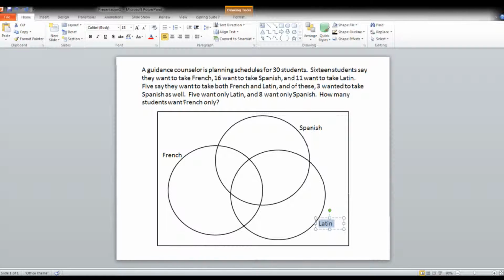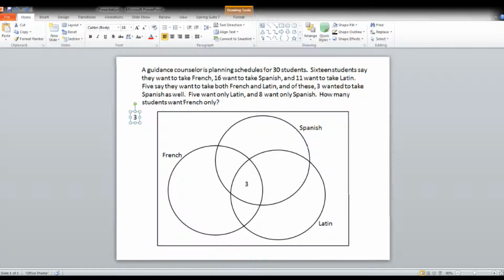Now, 5 students want to take both French and Latin, and of these, 3 want to take Spanish as well. So if you want to take French and Latin, and you want to take Spanish, well, guess what? You want to take all 3 of these. That means there's 3 people who want to take all 3. I'm just going to have to do some copy and pasting to get these numbers up here.